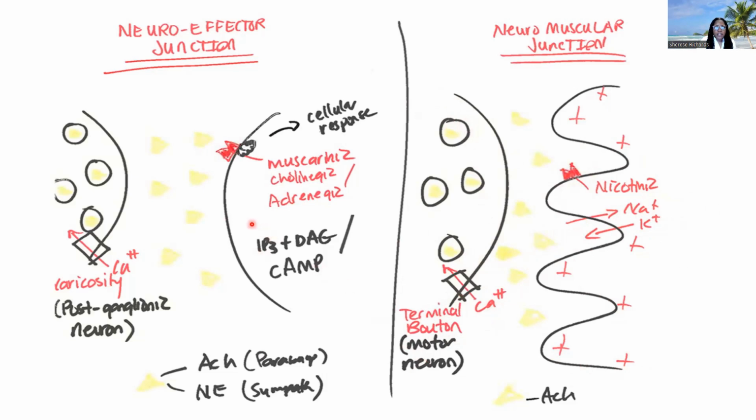And then as far as the neuroeffector junction, this is where we have the varicosities. This is going to be the postganglionic neuron synapsing onto the neuroeffector tissue in question. Depending on if this was a parasympathetic or a sympathetic side, the neurotransmitter would be different. On the parasympathetic side, this postganglionic neuron releases acetylcholine. On the sympathetic side, this postganglionic neuron releases norepinephrine.